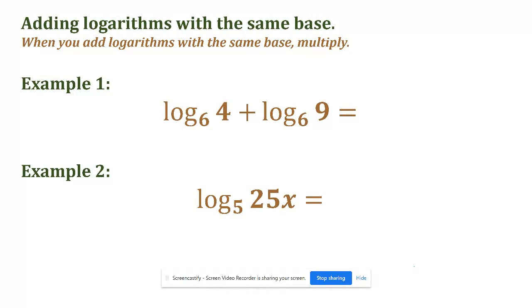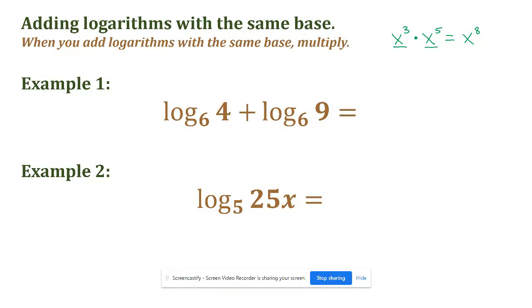This is adding logarithms that have the same base. And they have to have the same base for this to work. This rule is very closely related to one of our exponent rules. So, just a quick review here. If we multiply x to the third by x to the fifth, what we do to simplify is just add the exponents together. So when we multiply similar bases with exponents, we add the exponents.